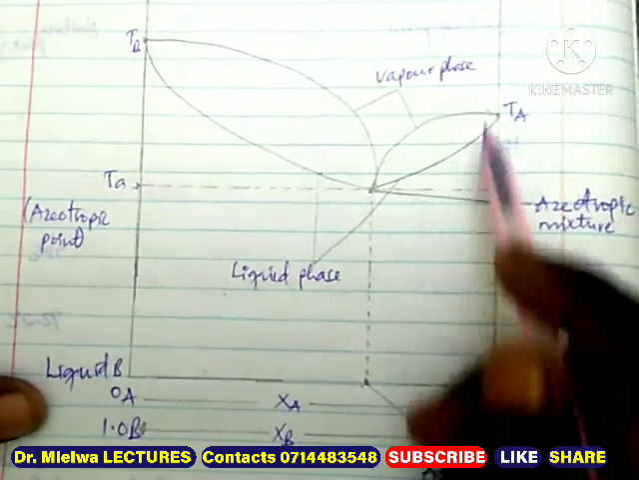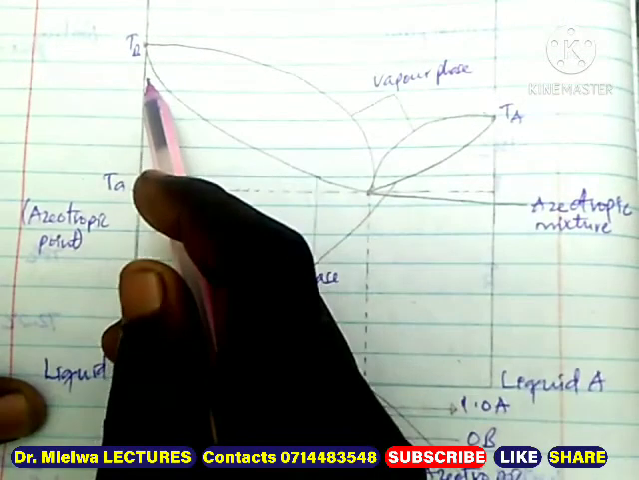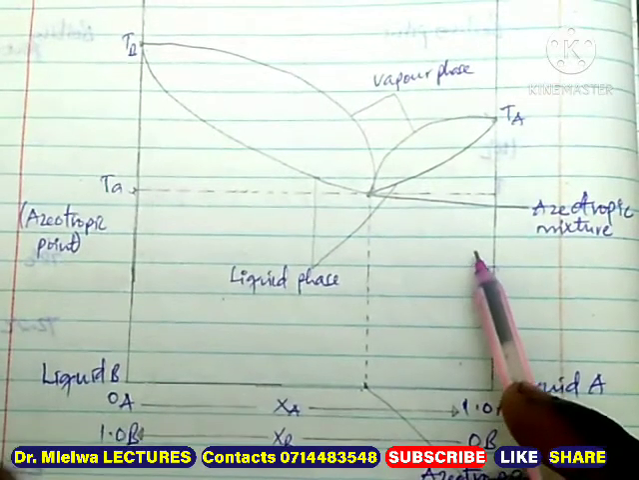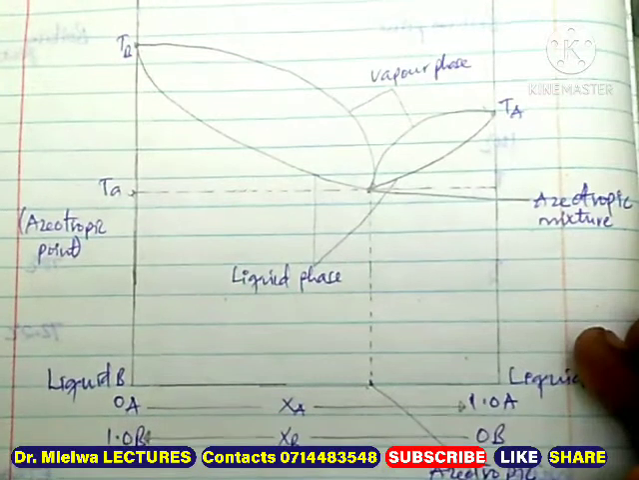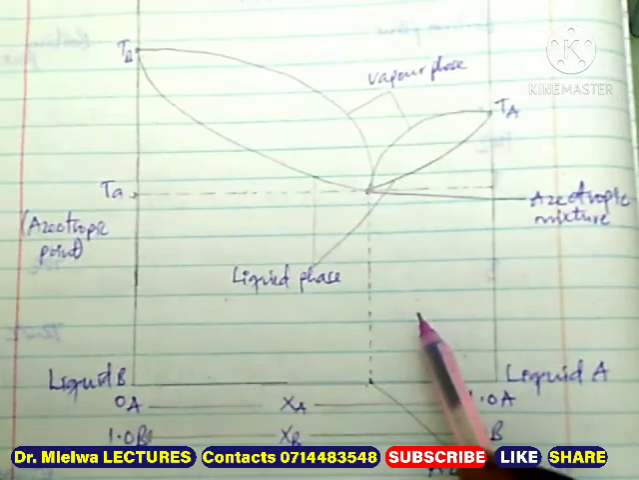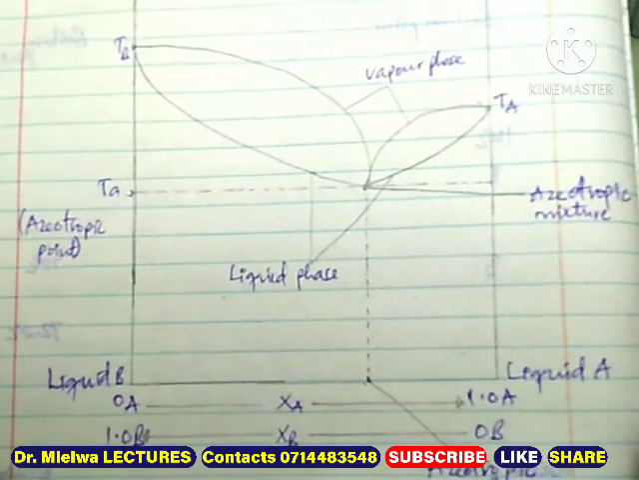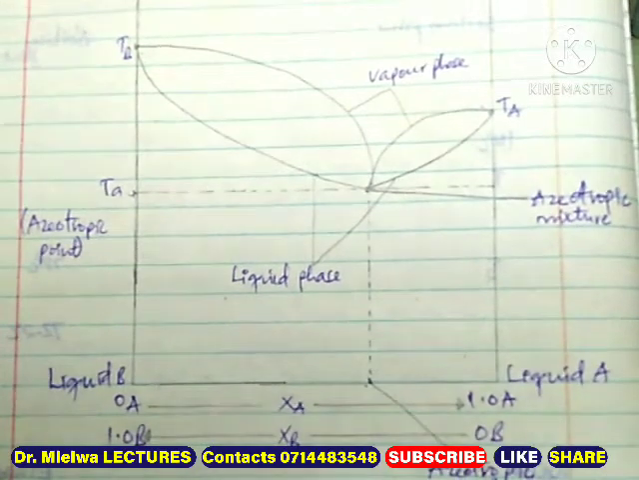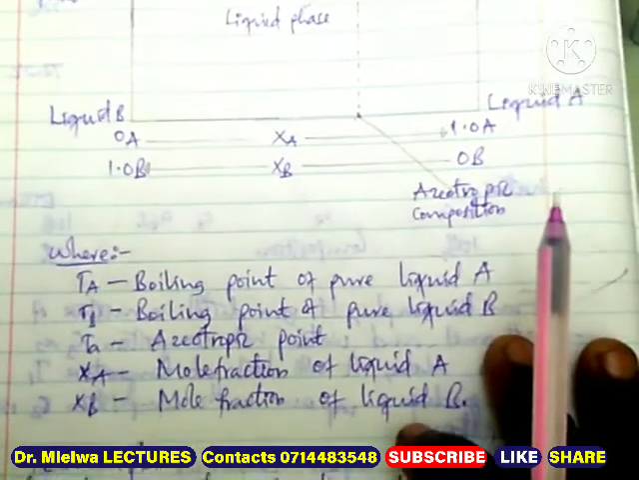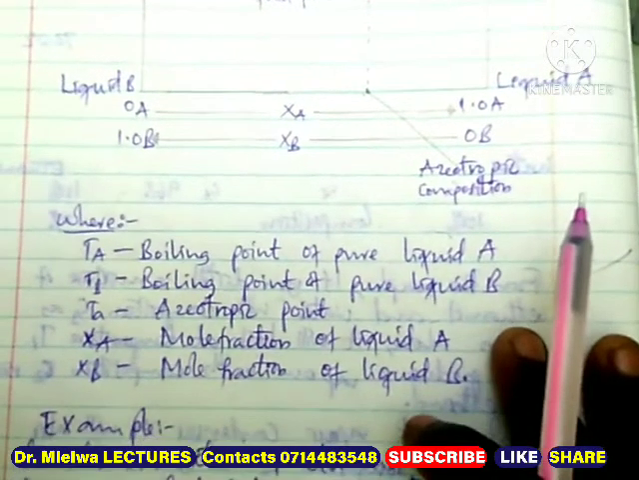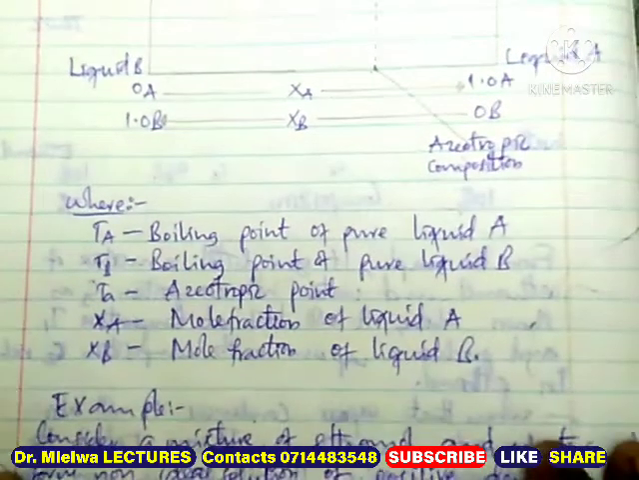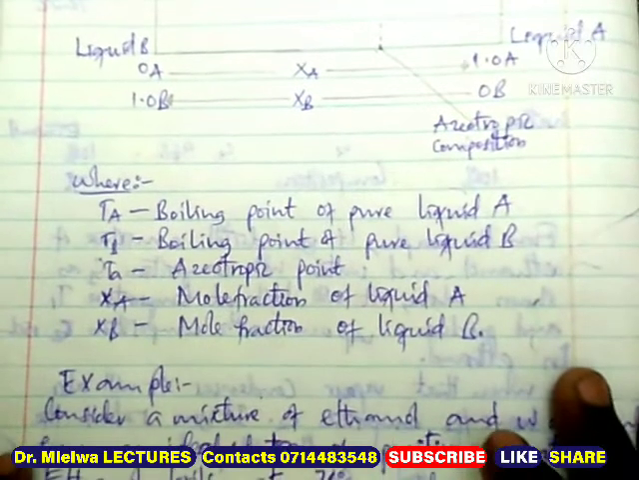Kwa hiyo kwenye hii case boiling point ya A ni ndogo kuliko boiling point ya B. In other words, A is more volatile than B. But the composition of the azeotropic mixture, kama tulivyosema, does not depend on the volatility, but it depends on the composition of the solution ambayo tunaifanyia distillation. So from this graph we are saying whereby TA the boiling point of pure liquid A, TB the boiling point of pure liquid B, and Ta the azeotropic point, XA the mole fraction of liquid A, and XB the mole fraction of liquid B.